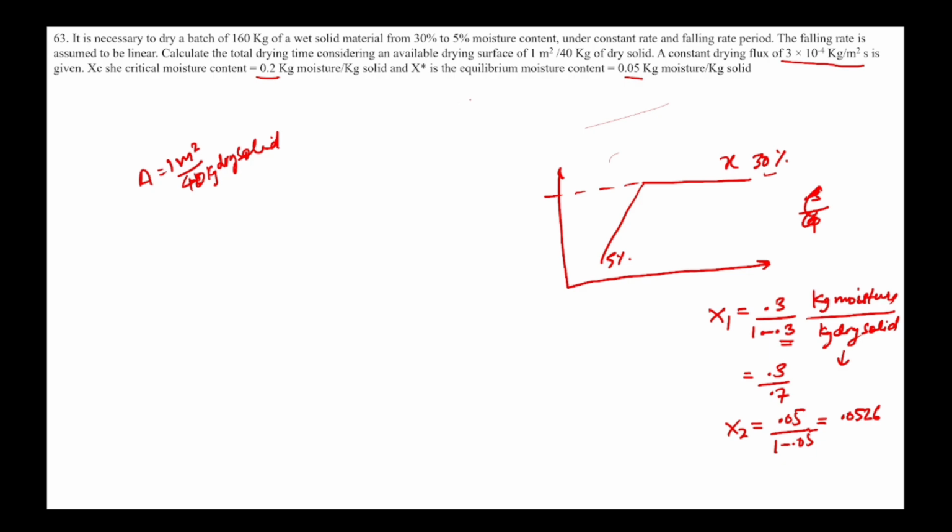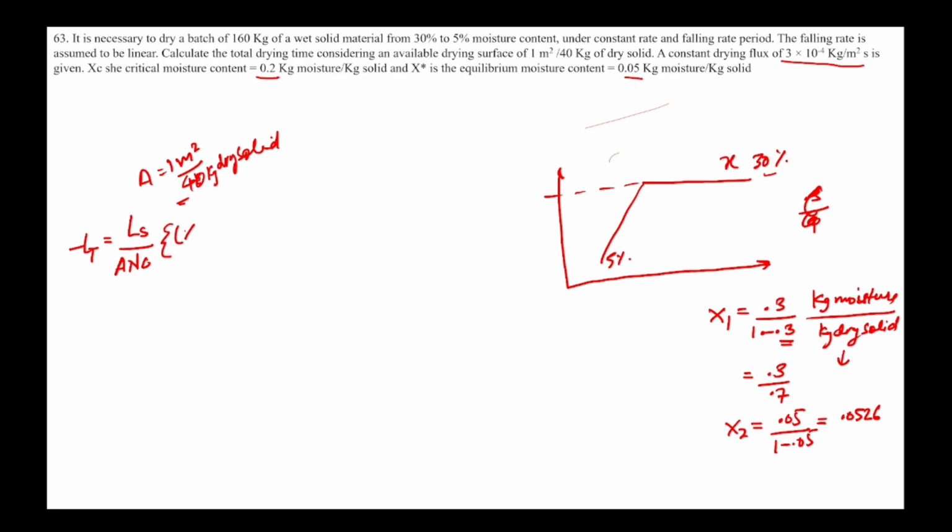So total drying time tT is equal to Ls upon A and Nc. Ls is the dry weight of the stock, but we have been given 160 kg of the wet stock. So we will calculate the dry stock. Okay, there is a trick. I need not calculate this Ls. I'll tell you.